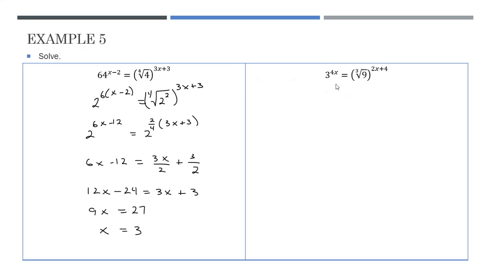Let's take a look at the second question then. So we've got a base 3 on the left side, and potentially we've got a 9 here as our base. So they can both be made into a base of 3. So on the left side, we'll leave that one alone. And I'm going to do this one a little bit differently.